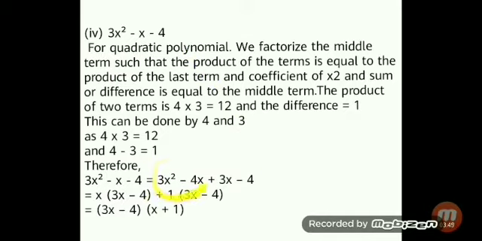Here, from the first two terms, we take x common and 3x minus 4 as it is. Here we take 1 as common. Now 3x minus 4 is common and x plus 1 as it is. So the factors of 3x square minus x minus 4 are 3x minus 4 and x plus 1.